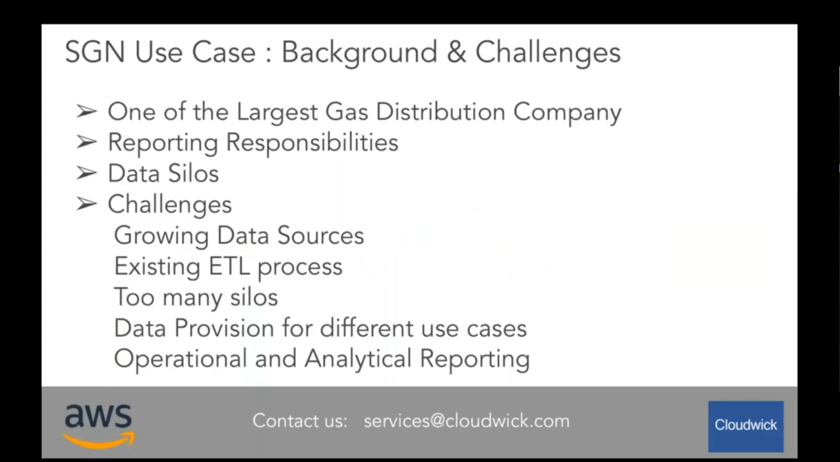So SGN is one of the largest gas distribution companies. It has 71,000 kilometers of pipeline in the UK, and it has spent hundreds of millions per year on maintaining and upgrading that network. In addition, there are reporting responsibilities. This is a highly regulated industry.